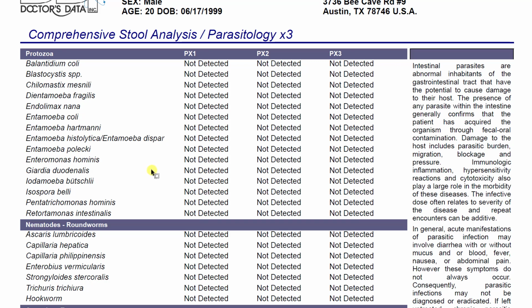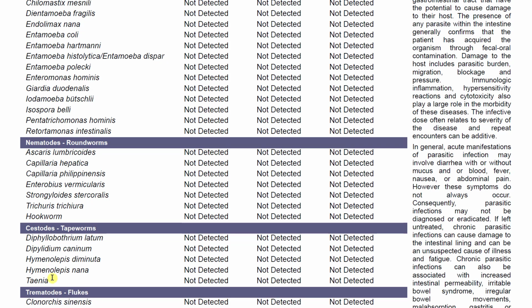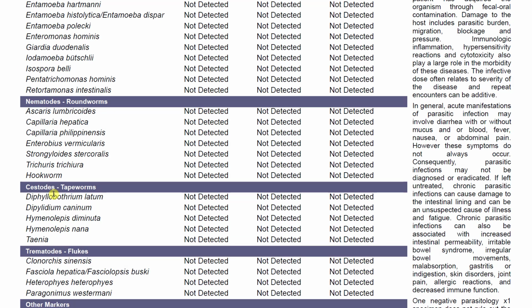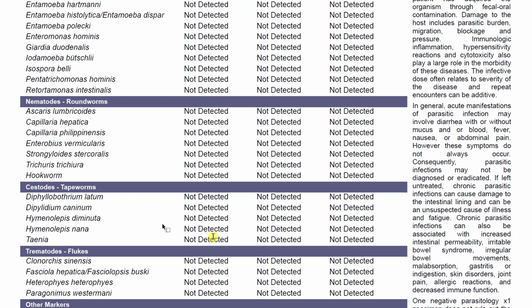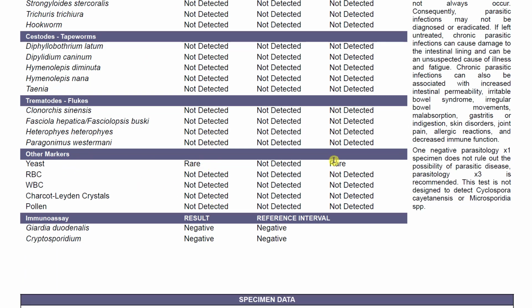As far as the parasitology study, PX1, PX2, and PX3 stand for sample 1, 2, and 3. The different types of organisms that you were screened for are here along the left-hand side. You can see there's a number of protozoans, nematodes, tapeworms, and flukes that you were screened for. Nothing was detected, so your digestive system is looking really healthy here. Yeast did show up in 2 of the 3 samples, so that's a pretty significant finding in the sense that there is some fungal overgrowth.